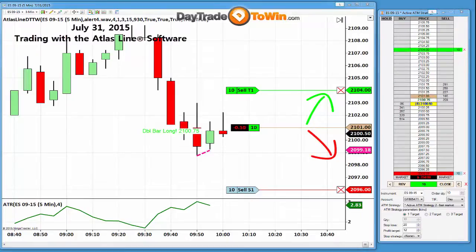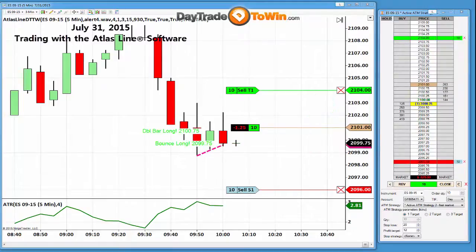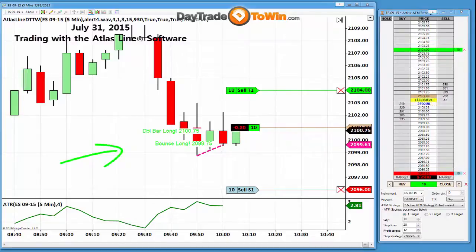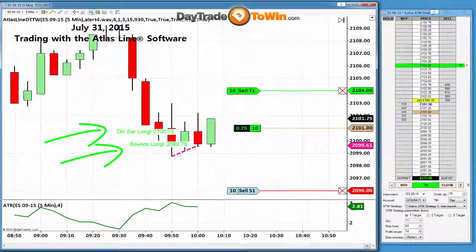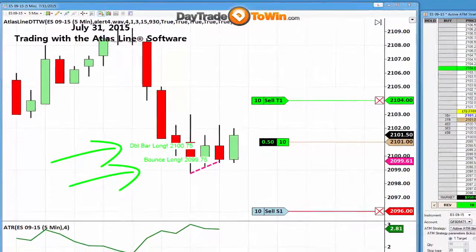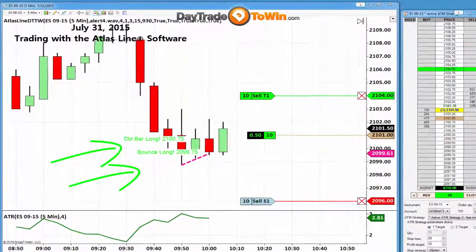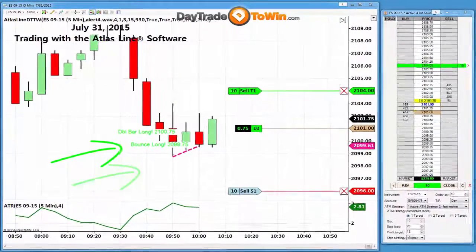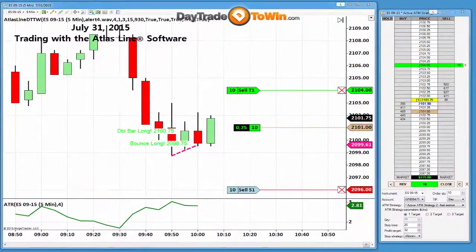Now I've sped up this video here because obviously I don't want to waste 20 minutes of time showing you the outcome. But the bounce trade as well as the double bar long trade indicates that there's no reason for me to go short, only to go long. And the Atlas line software produces these signals and keeps you on the right side of the market.